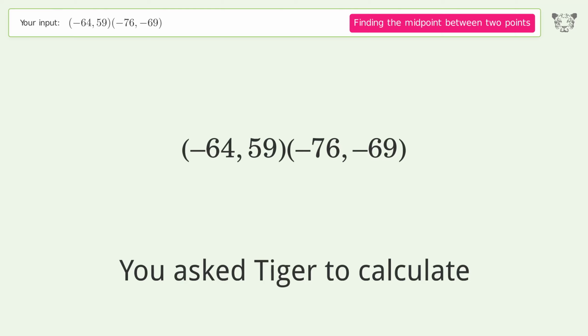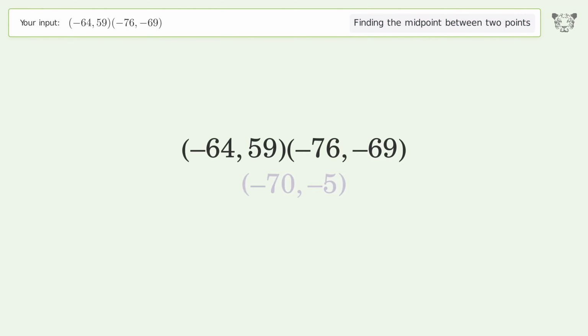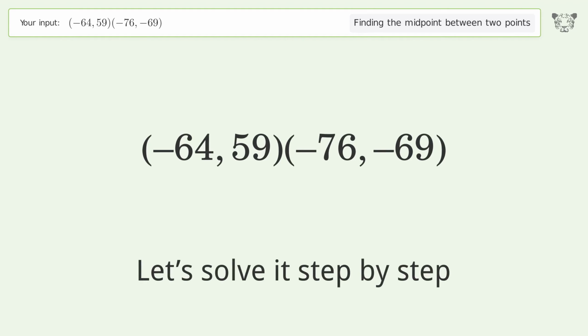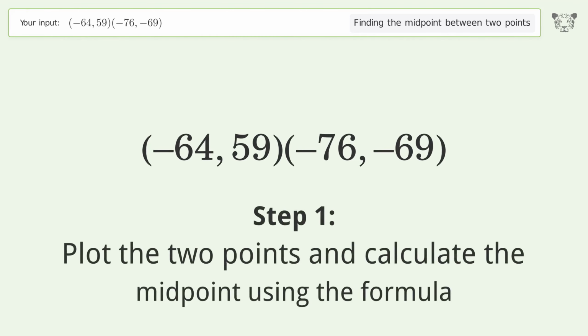You ask Tiger to calculate. This deals with finding the midpoint between two points. The midpoint between the two points is negative 70, negative 5. Let's solve it step by step. Plot the two points and calculate the midpoint using the formula.